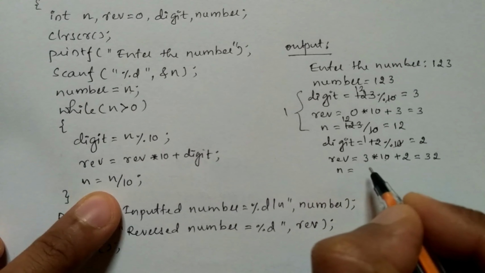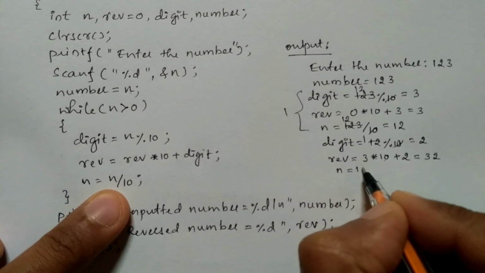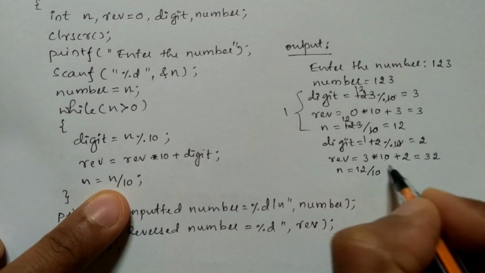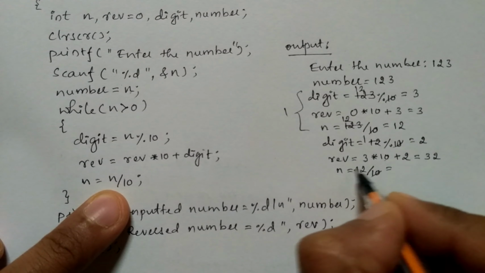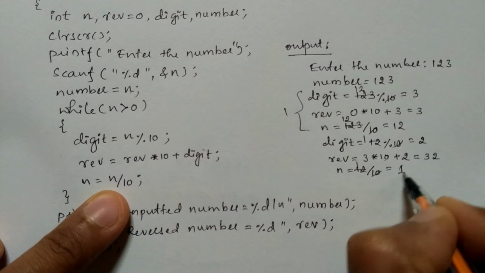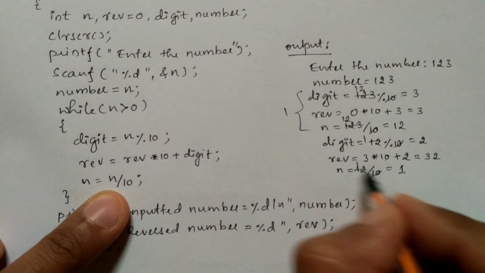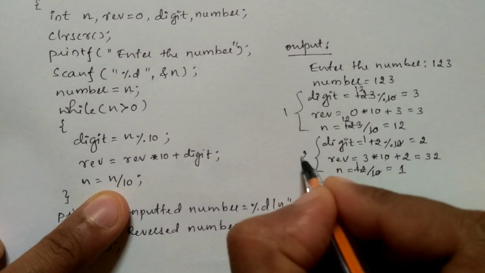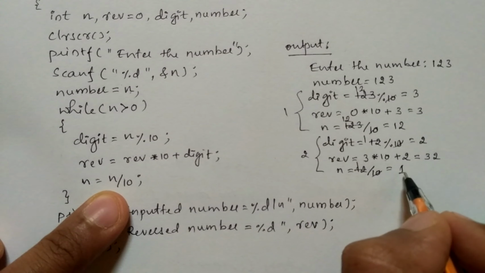Next we'll write n is equal to, n is what? 12, integer division by 10. So this returns the quotient. Here it is 1. So the second iteration is over. Now the n value is 1.